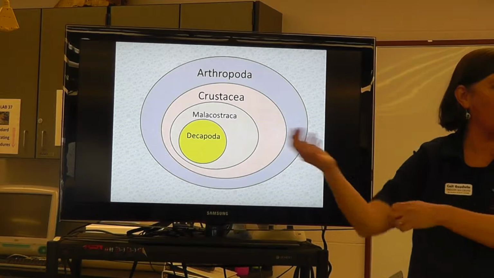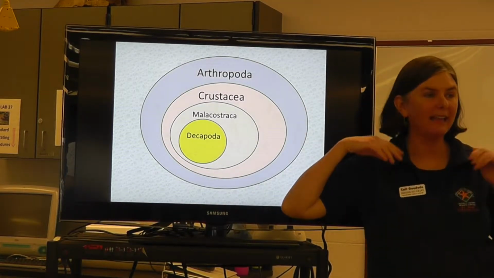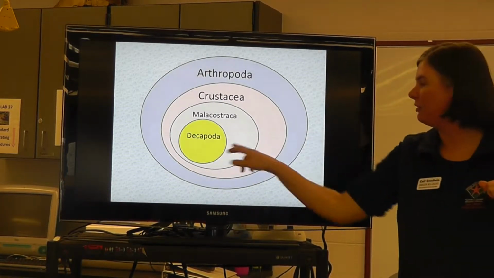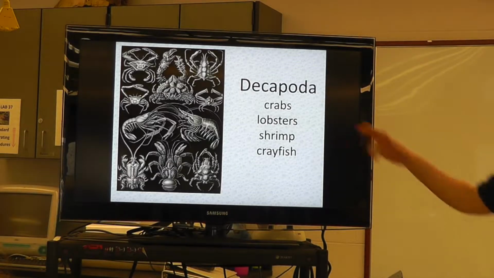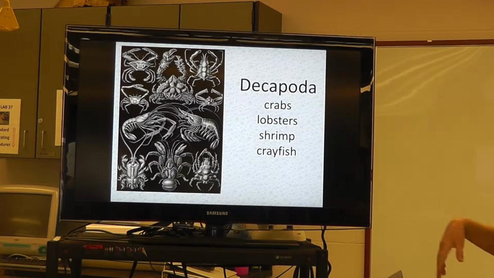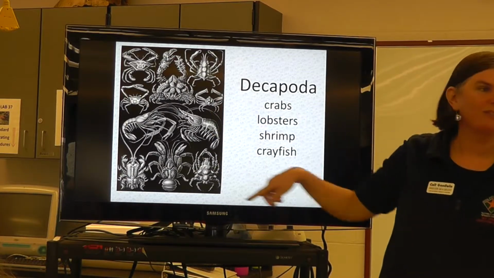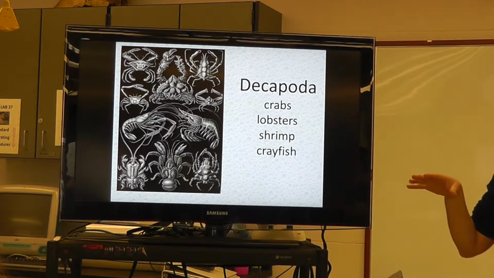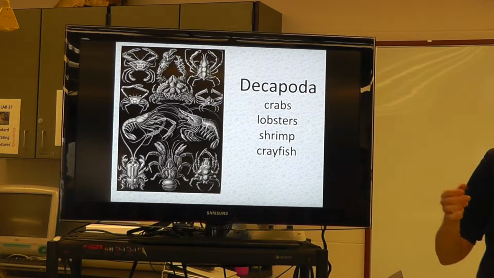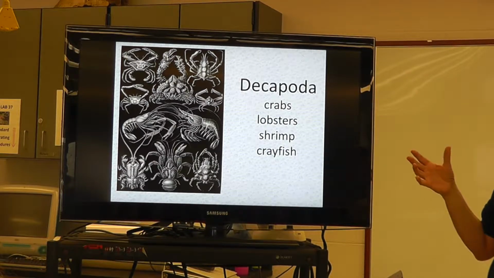Ten legs, right, because deca is 10, pod is the legs, so 10 legs in this group. And that's a lot. That's crabs and lobsters and shrimp and crayfish. And so lots of diversity, and that's one thing I hope you come away with as we're getting through these animals. There's a lot of diversity in this group of crustaceans.